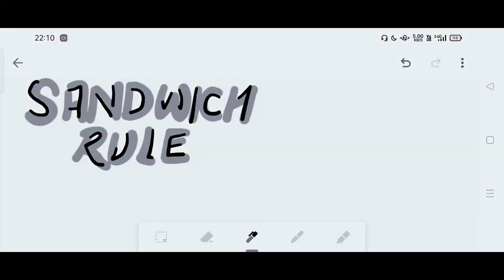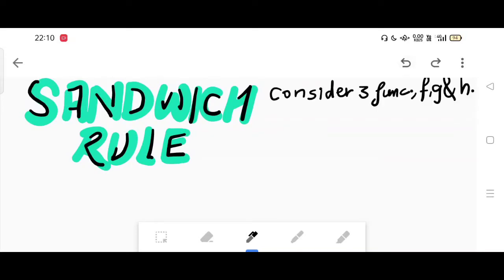Speaking about the sandwich rule, also known as the squeeze theorem, in earlier times it was used by Archimedes and Eudoxus in computing the value of pi, and in modern times it was formulated by Gauss. In this theorem we use an inequality. First let us consider three functions f, g and h, where g of x is less than f of x and f of x is less than h of x.